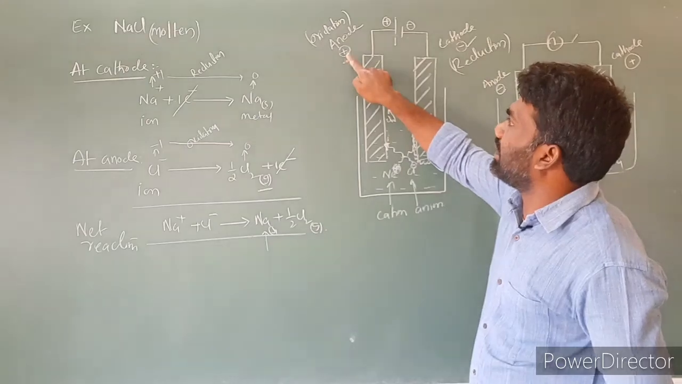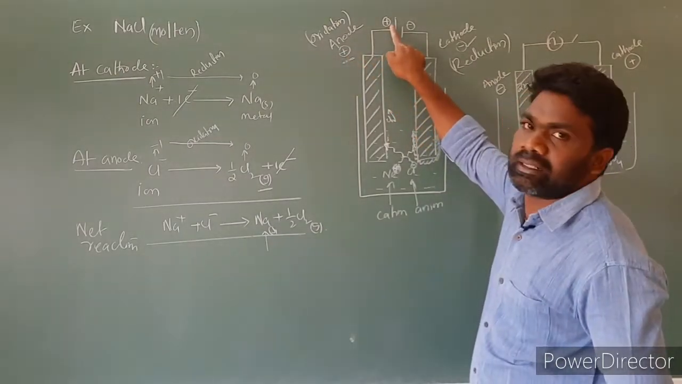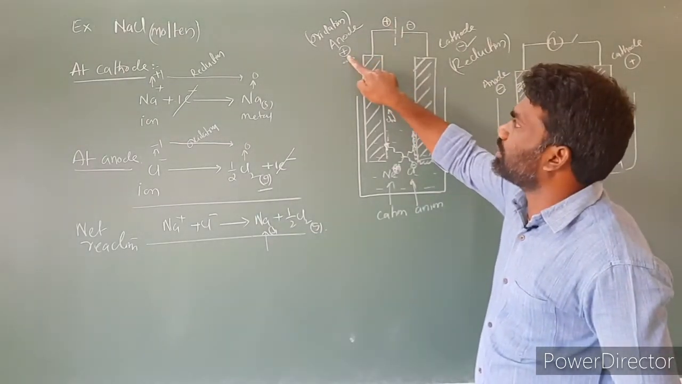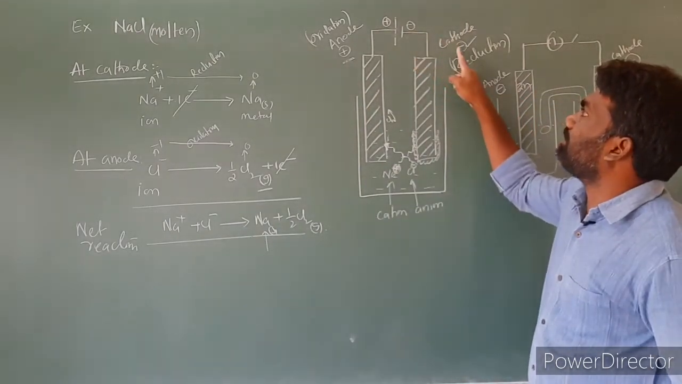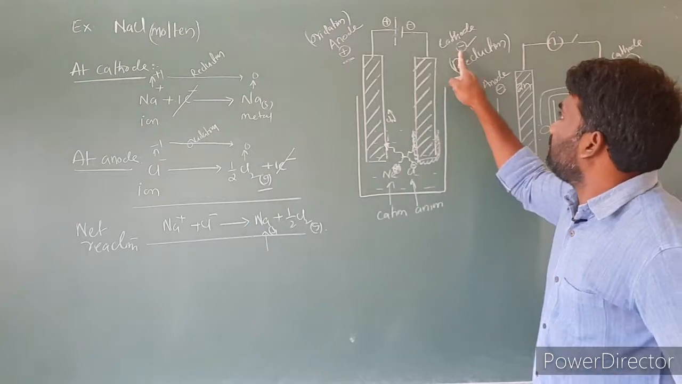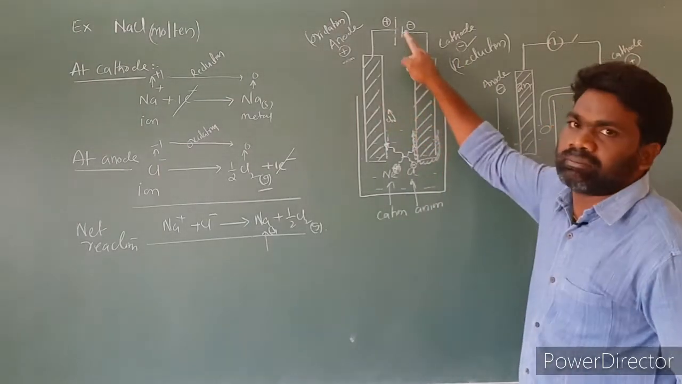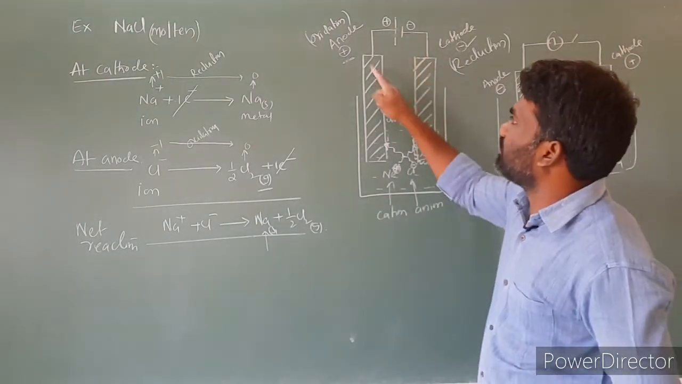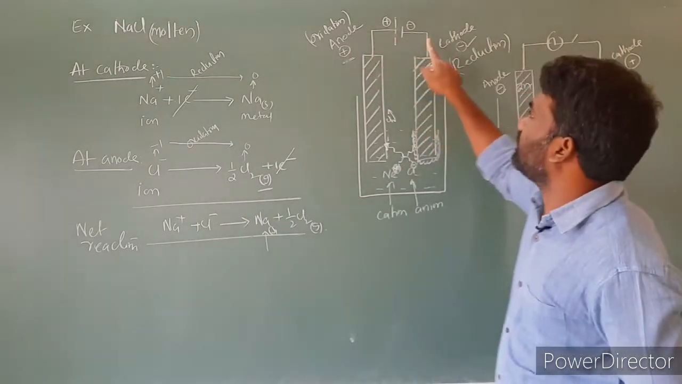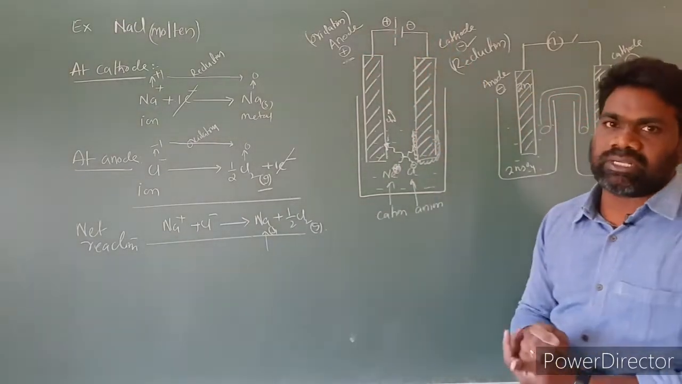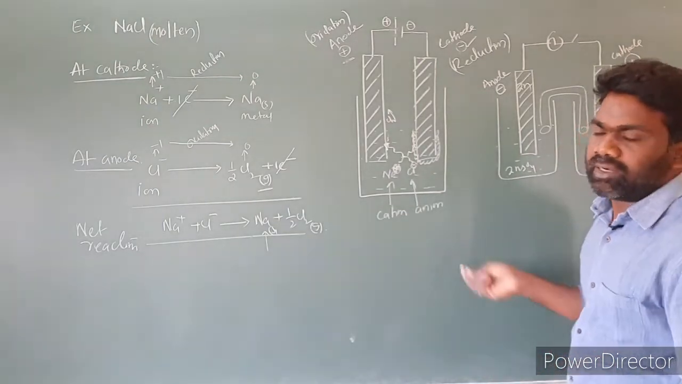The electrode which is connected to the positive terminal of the battery is called the anode. The electrode which is connected to the negative terminal of the battery is called the cathode. So these two electrodes are connected to the battery, and based on that point, we are dividing these electrodes into anode and cathode. I think you got what I mean.